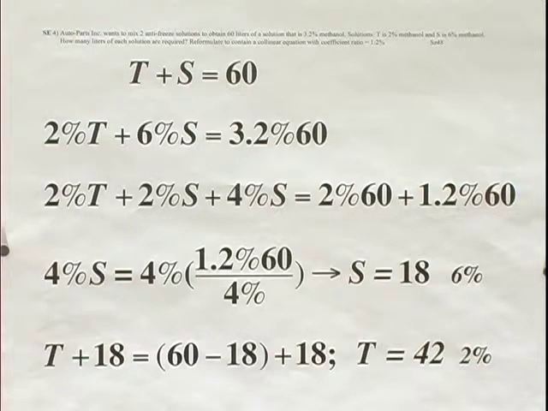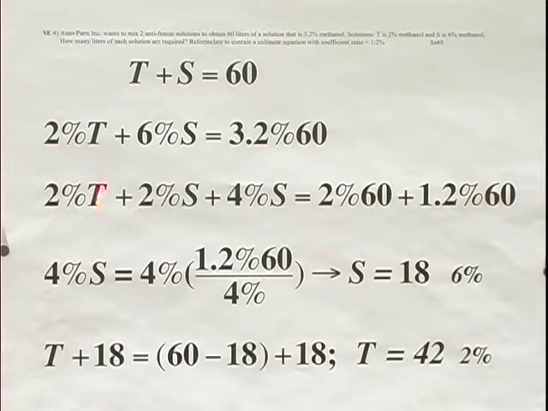Here's the first equation. The 2% plus the 6% is going to equal 60 liters. The second equation is 2% times T and 6% times the number of liters of S. And we want a solution that's 3.2% methanol. I want to reformulate this to get a collinear equation.